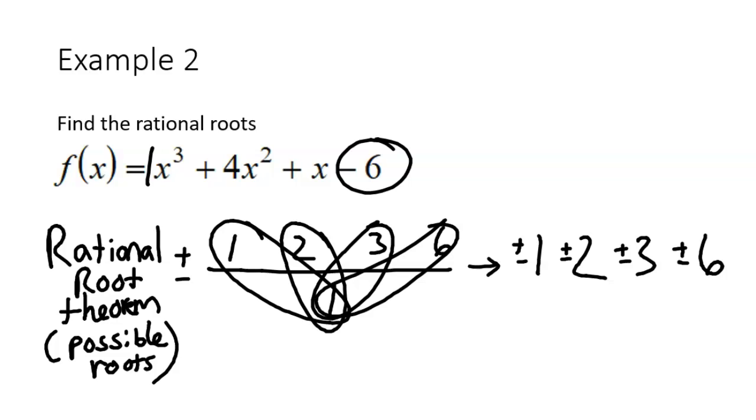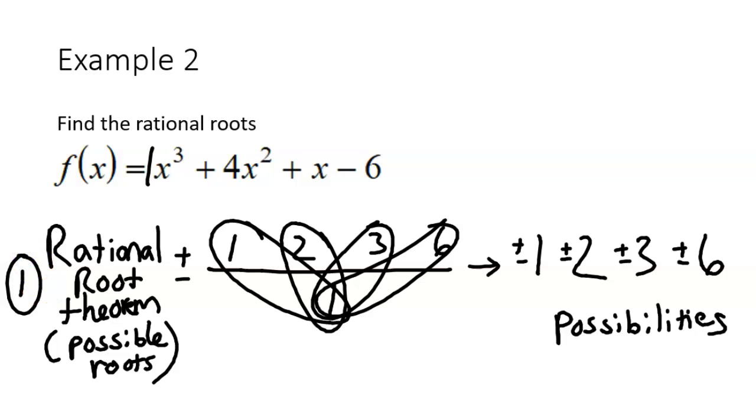Okay? So that's the first step. The first step is to do your rational root theorem. So these are my possibilities, and there's 8 of them. All right? Well, now let's find the actual roots. The way that you do that is by plugging them in. So step 1, find the rational roots. Step 2 is plug in each of your possibilities.